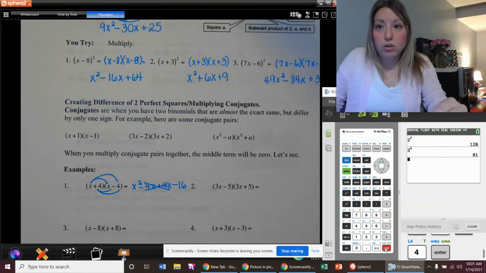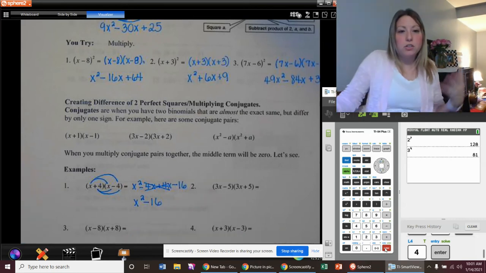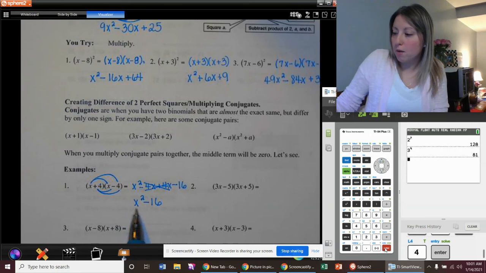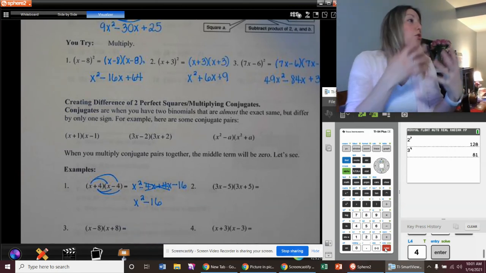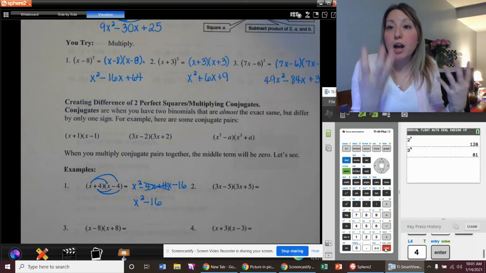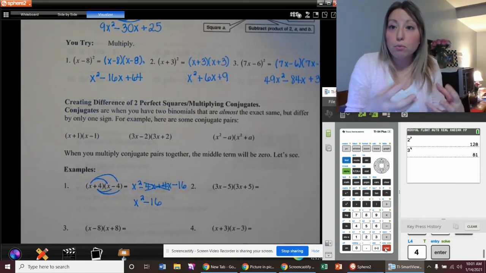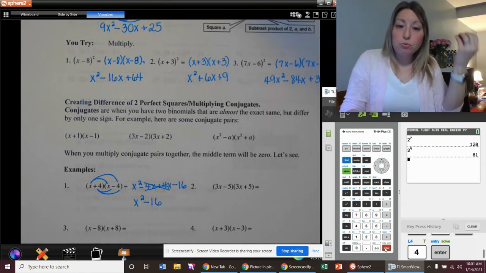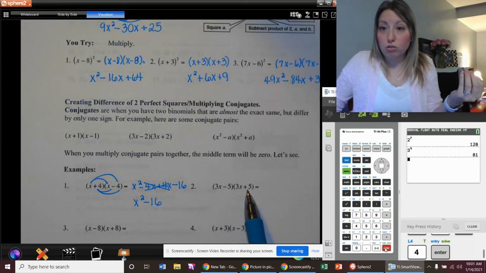So what's the only thing that's actually left? It's the square of the front minus the square of the back. That's why we call this the difference of two perfect squares. Perfect square minus perfect square. Because those two things in the middle, being opposite signs of the same term, add up to 0. So that whole x term is just gone, and it's really just the square of the front minus the square of the back that is your final answer.